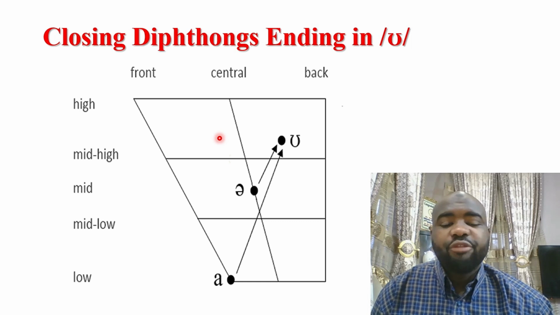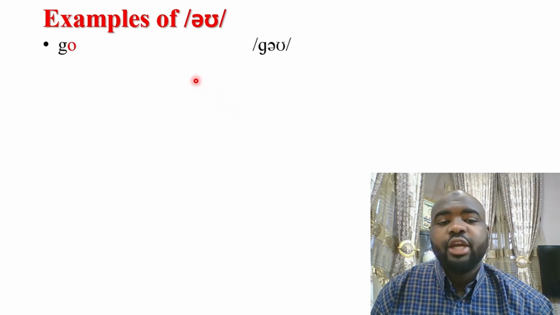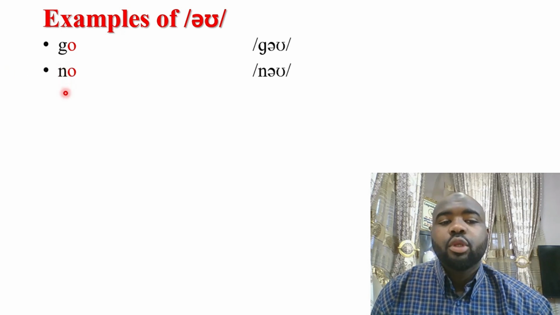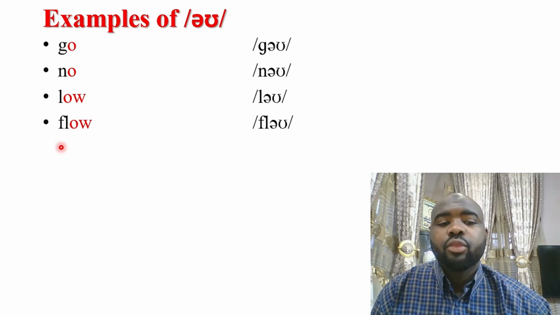Now, the final ones are the closing diphthongs ending in U sound, as in O and OW. Examples of the vowel diphthong U, O, U sound, as in go, not go. No, you don't say no, as in low, flow, show.